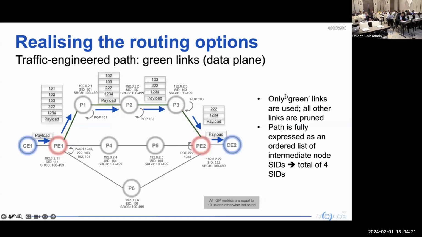Similar to the previous purple path, the label stack of this red path can include all node SIDs along the path. So PE1 will push 101, 102, 103, and 222. 101 is P1, 102 is P2, 103 is P3, and 222 is PE2. Totally 4 transport labels. But is it necessary to have all the 4 node SIDs along the path? Can this be simplified? Think about it.